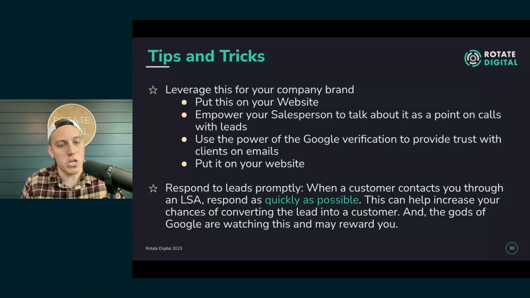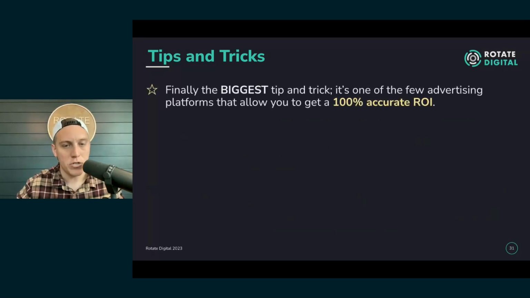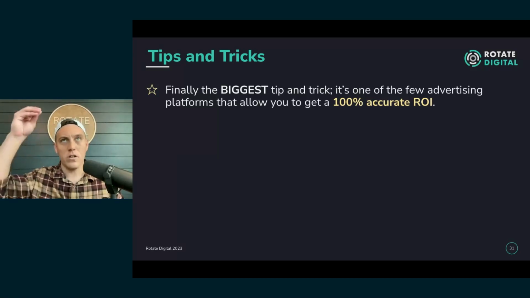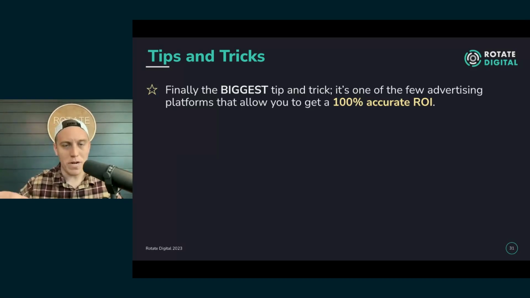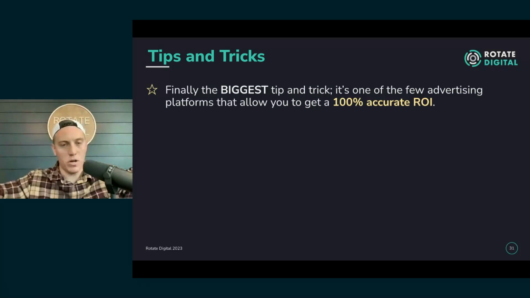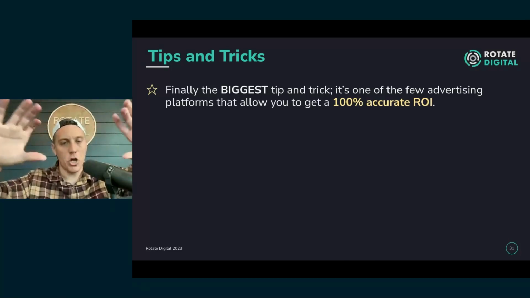This can help increase the chances of converting the lead into a customer, makes you money, gets you a better return on investment. And then finally, the biggest trick, 100% accurate ROI tracking. You should, as a business owner, never not know how much money you made from Google local ads and how much you spent. It tells you exactly how much money you spent for the month, right? It says you've spent $780 or $1,200. Okay, it'll show that to you.